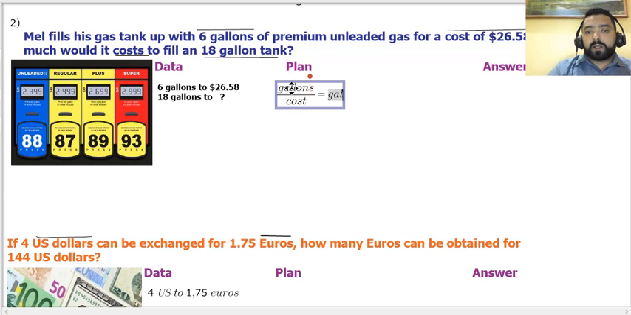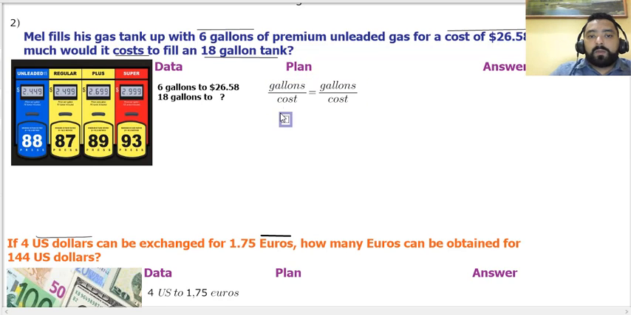So we're gonna write gallons over the cost. Okay, cost. And here, remember the cost is in dollars. So here, in the first one we have 6 gallons. The cost is 26.58. So it's going to be 6 over 26.58.